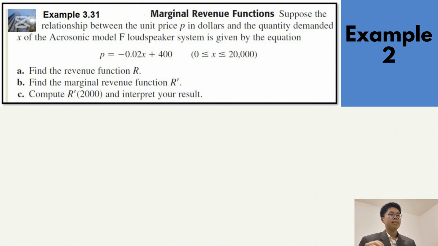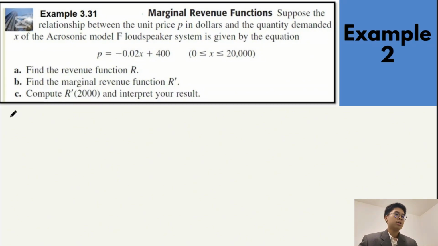Next, I will explain the example for the marginal revenue function. In the question, suppose the relationship between the unit price P in dollars and the quantity demanded X of the company model F loudspeaker system is given by the equation P equals minus 0.02X plus 400, with X within 0 to 20,000.